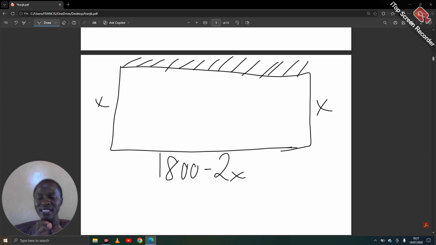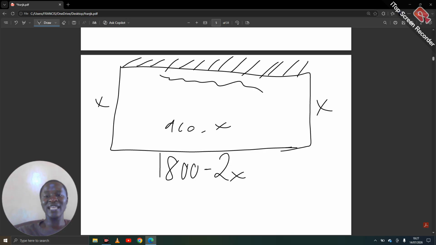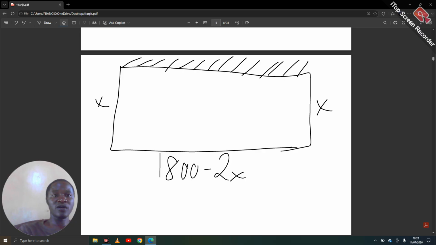But suppose that 4th side of the length wasn't fenced, then our answer would have been 900 minus x for the length. For the length here, if this part wasn't fenced, then our length would have been 900 minus x. I hope you are getting something. So this type of question is different from the one we've just tackled.